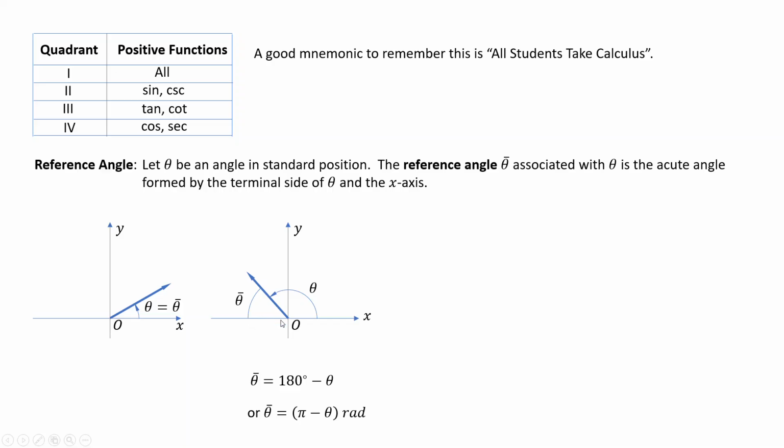So for an angle that lies in the second quadrant, how do you find the reference angle? Subtract that angle theta from 180 degrees, you get the reference angle. Or theta bar is pi minus theta radian. If you happen to have theta in radian and you want the final answer also to be in radian, do a subtraction from pi, not 180 degrees. Pi radian, not 180 degrees.